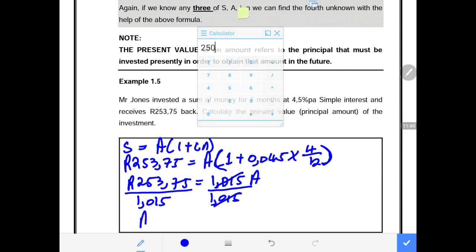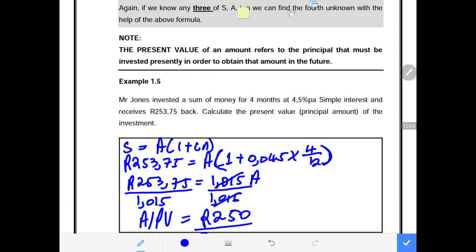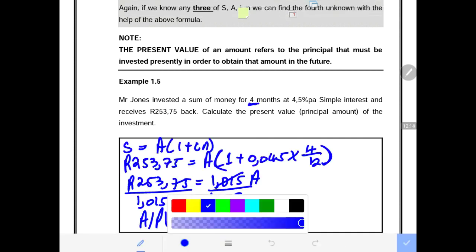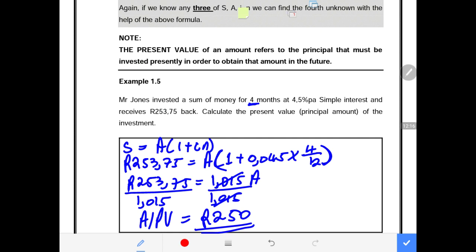That means the amount that was invested, which is the present value, is 250 rands. That is the amount that was initially invested. That means we invested 250 for a period of 4 months and it became 253 rand 75 cents.